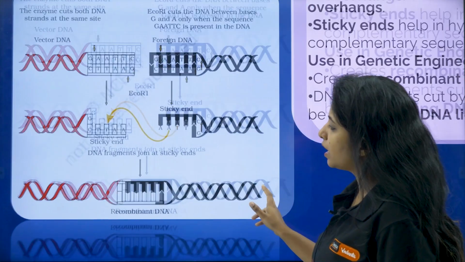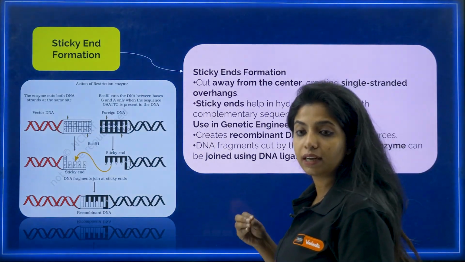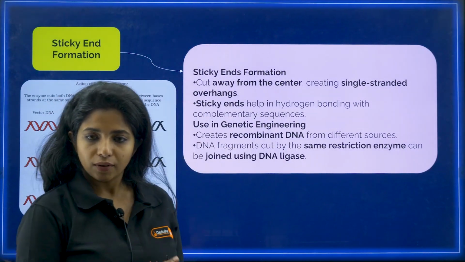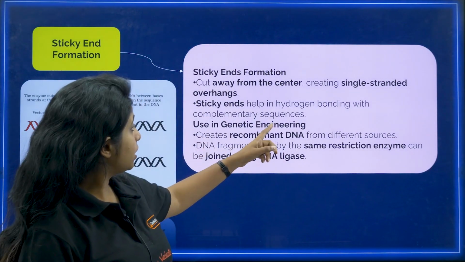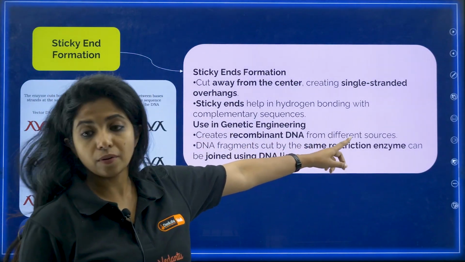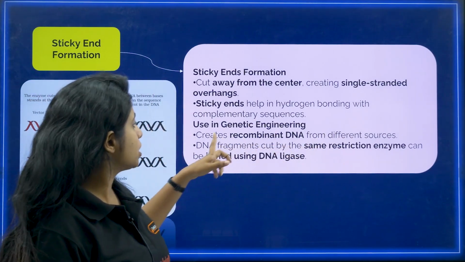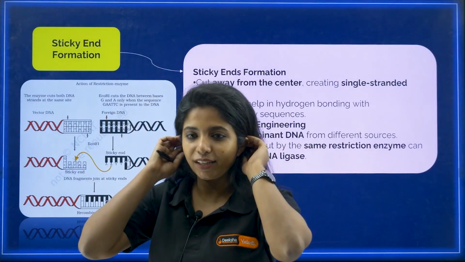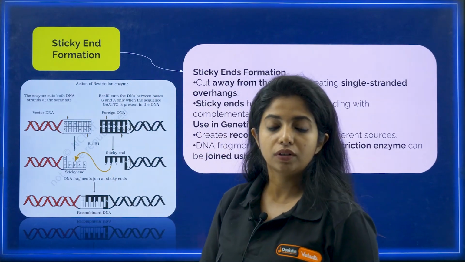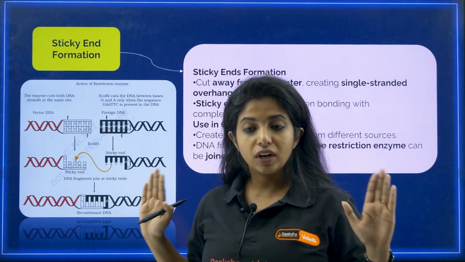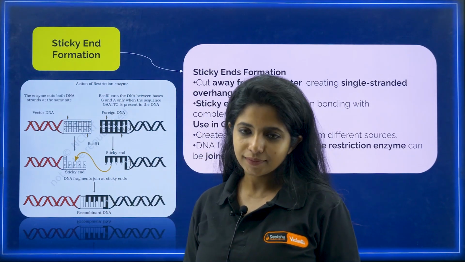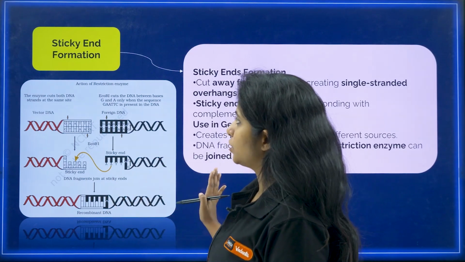And still, if there are some nicks, basically DNA ligase is the one that will be joining that. Its use in genetic engineering is that it creates recombinant DNA from different sources, that is the use of sticky ends. Now, DNA fragments cut by the same restriction enzyme can be joined using DNA ligase. So the DNA ligase is the one that is coming over here and going to make the whole process very smooth. Got it? So, I hope this is also clear.